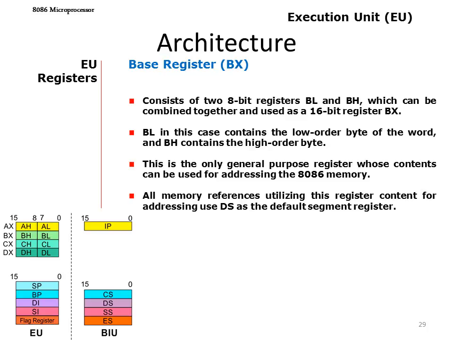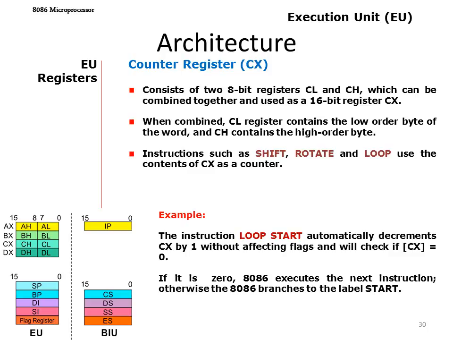BX register is also called the base register, which has two 8-bit registers, lower byte BL and higher byte BH. All memory references utilizing this register's content for addressing use DS as the default segment. CX is a counter register which has two 8-bit registers CH and CL, and which can be used especially in shift, rotate, and loop instructions as a counter. The instruction loop automatically decrements CX by 1 without affecting the flags, and it repeats the loop operation until the counter becomes 0.